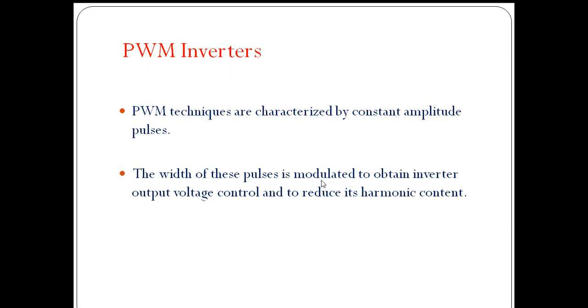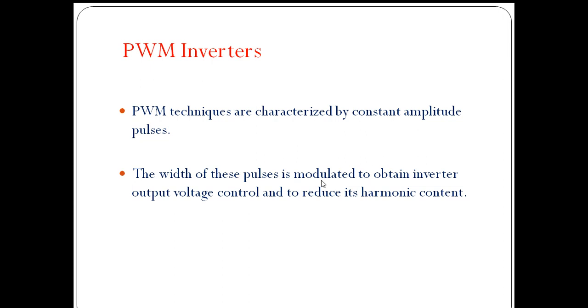Nowadays, these PWM inverters are gradually taking over other types of inverters in industrial applications. These PWM inverters are mainly characterized by constant amplitude pulses. At the output across the load, we are getting voltage as constant amplitude pulses. The width of these pulses is modulated to obtain inverter output voltage control and to reduce the harmonic content.